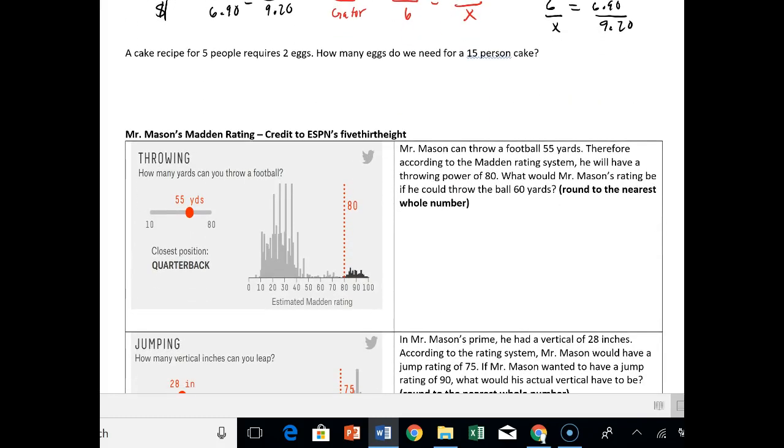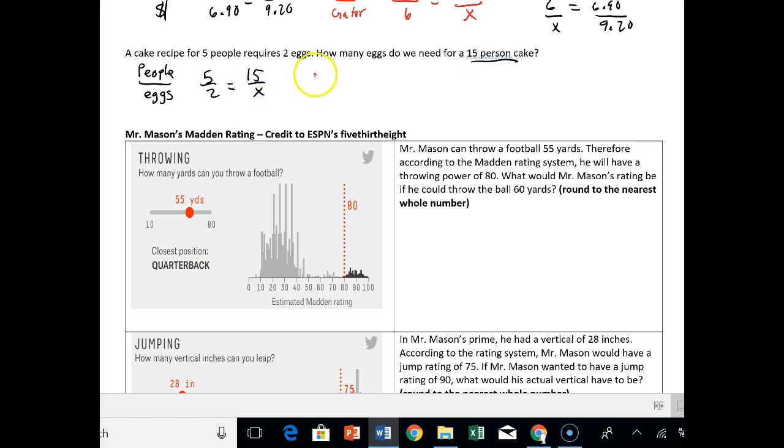A cake recipe calls for 5 people. Requires 2 eggs. How many eggs will you need for a 15-person cake? So you're talking about people and eggs. In one way, you could say, okay, 5 people for 2 eggs is equal to, all right, I want 15 people, so 15 over x.